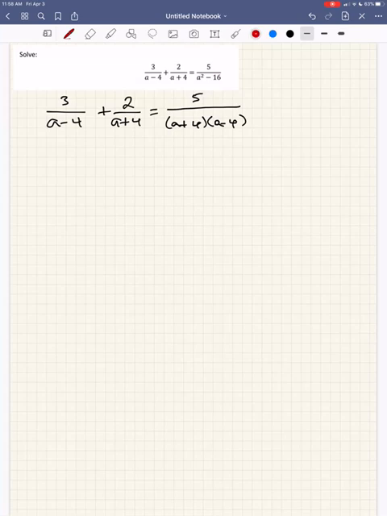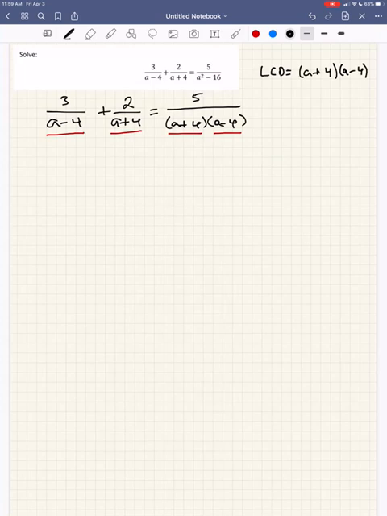So my LCD then is going to have to contain the whole a minus 4, the whole a plus 4, and then it's going to have to contain both of those factors from this right-hand fraction. But I really only have to include it once. So my LCD here is going to be the a plus 4 and the a minus 4. Notice that each of my individual denominators is part of this LCD. So I'm going to multiply both sides by this LCD.